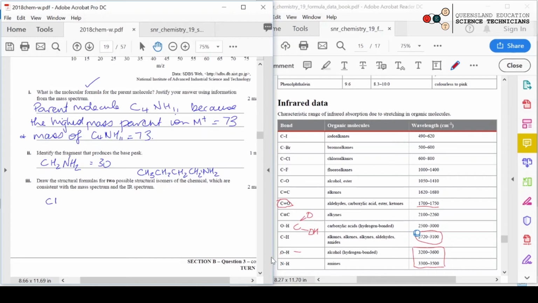So we have CH3. I'll draw it for you as an actual structure, so you can actually see the structure. So continuing with our hydrogens and then our nitrogen. It could also be on the second one, the second carbon. So again, we'd have our CH3.